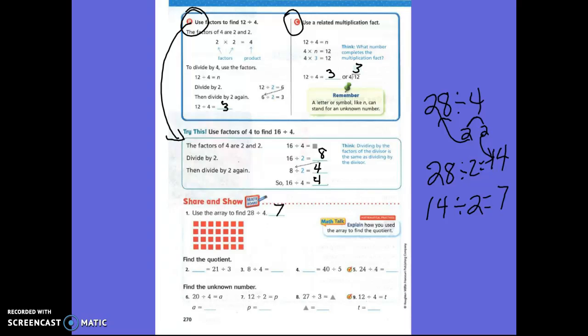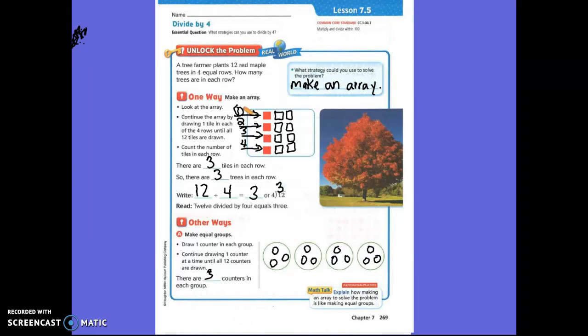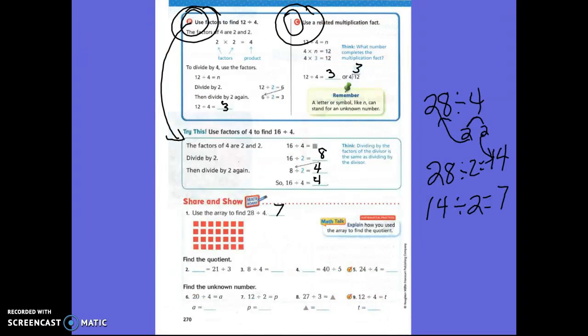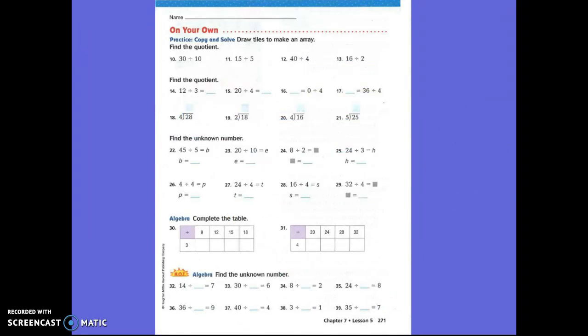Okay? That can be kind of confusing because there's more than one step. So you choose. Boys and girls, you choose. Do you want to use your related facts? Do you want to divide the answer 2 times? Or do you want to use equal groups? Or do you want to make an array? That is up to you.